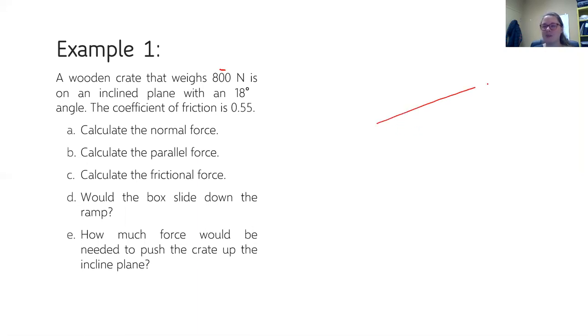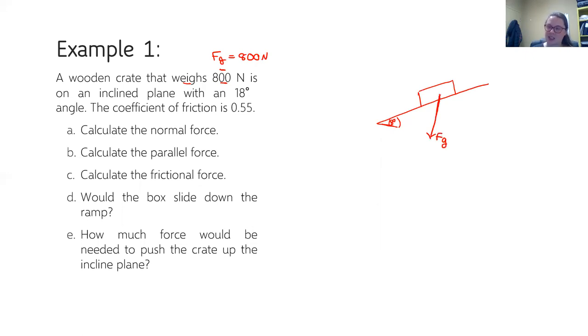So we have our inclined plane, and this is 18 degrees. We have our box, or a crate, sitting on it. Now you'll notice the crate weighs 800 newtons. This is the force of gravity. You do not have to do any other calculations because it's already in newtons. Notice I didn't say it has a mass, I said it weighs, so that actually saves you a calculation. So we can put the force of gravity in, and there's our force of gravity.